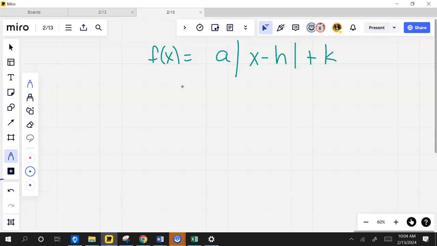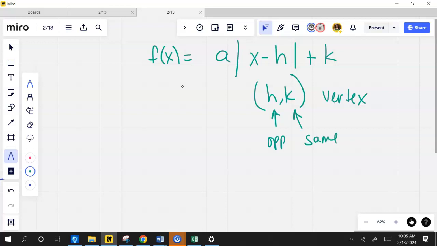Does that look familiar? That's right. That's right. And that's your vertex, or that point where it switches over. That's from our quadratics in vertex form, right? H is opposite. K is the same. Here's the only thing that's going to happen here that's a little different from our parabolas.